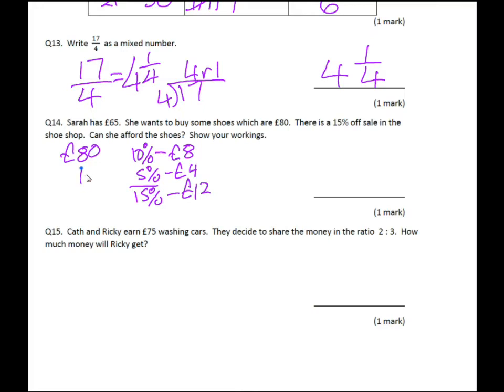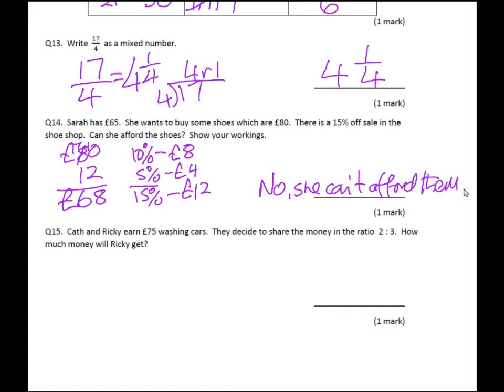So we've got £80, going to take off £12. So the shoes will cost £68 in the sale. So can she afford the shoes? No, she can't afford them. And then the reason is they will cost £68. And that's worth 1 mark.